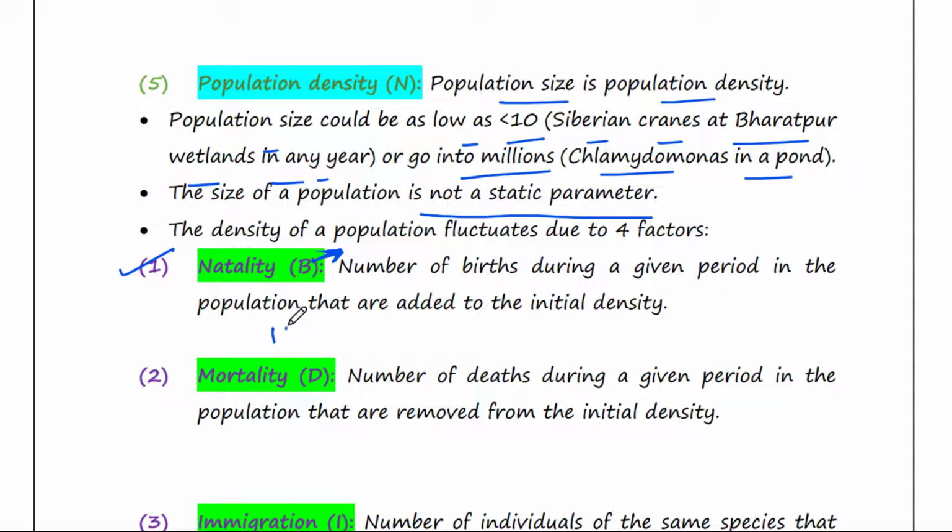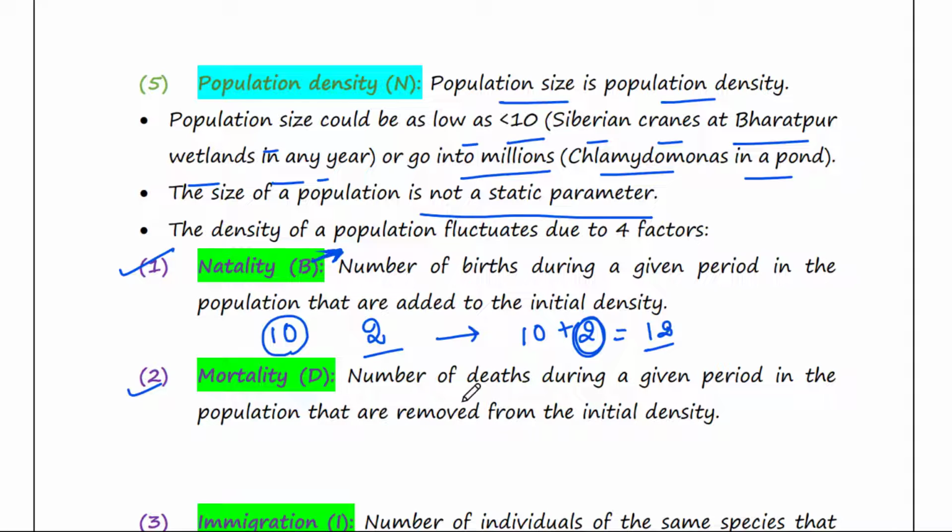Suppose we have 10 people in a society. Now, 2 children are born. So, the population density is now 10 plus 2 is equal to 12. And what is the natality? Natality is this 2.